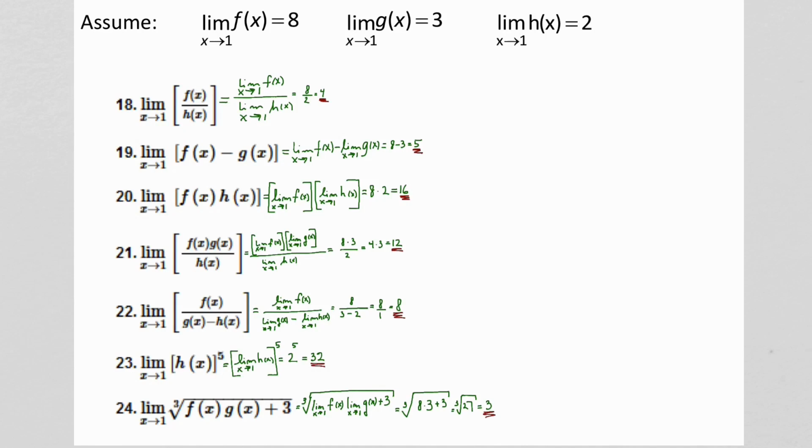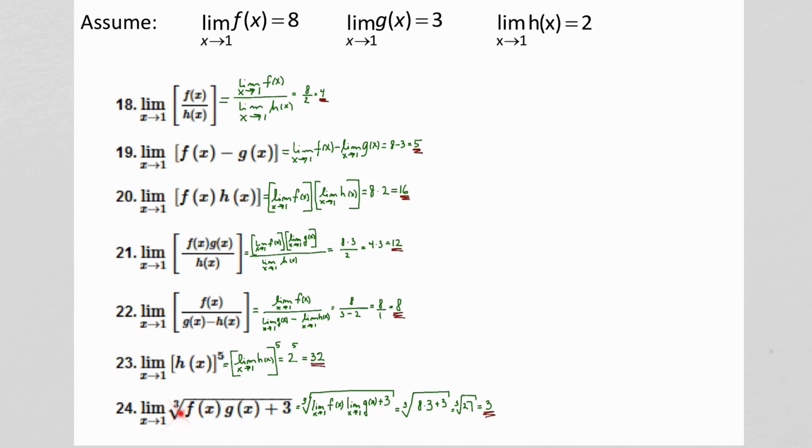And of course, if you have any questions about any of these, you can always ask in class. So I think all of these examples are very straightforward because, of course, we're using the results up top. I think the only thing that might be questionable is this last example, number 24, where it's a cube root.